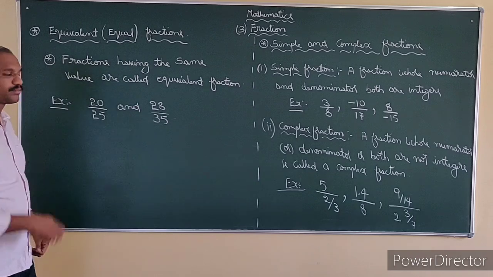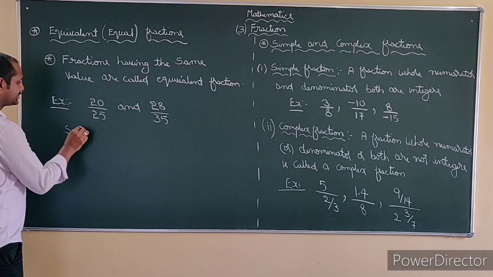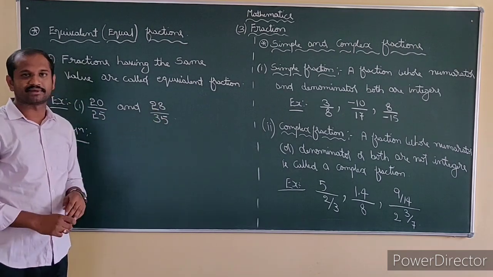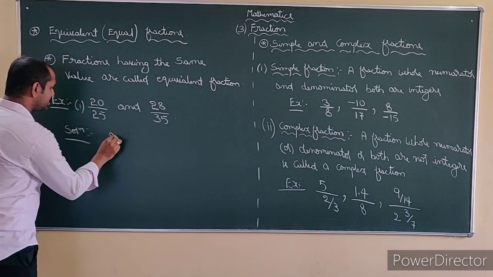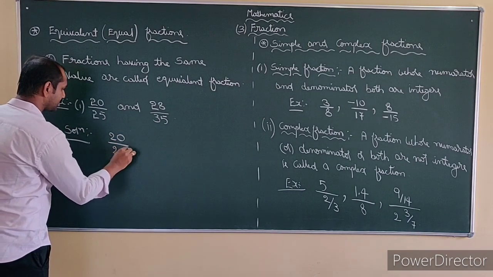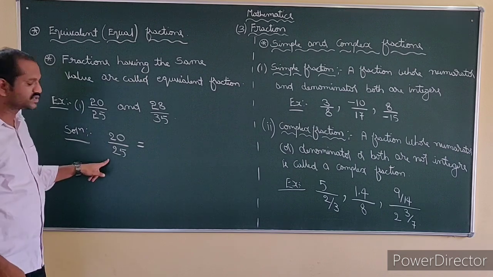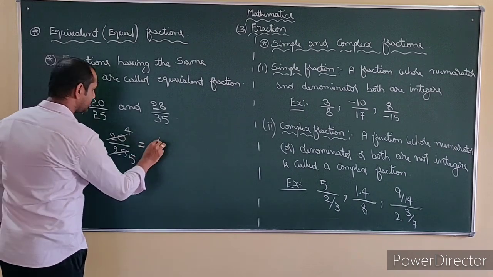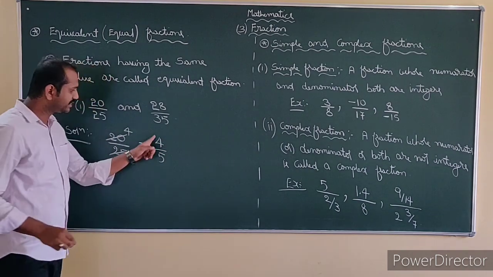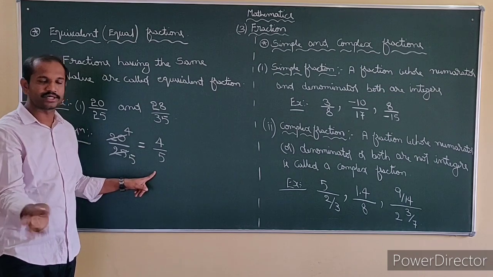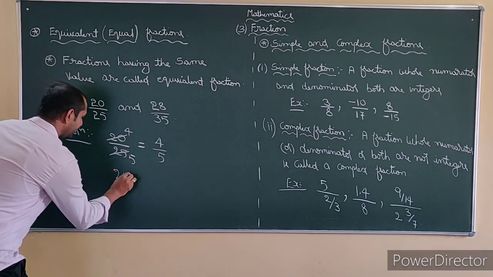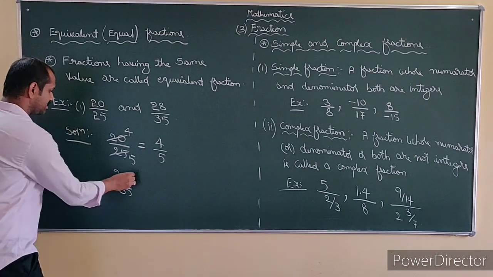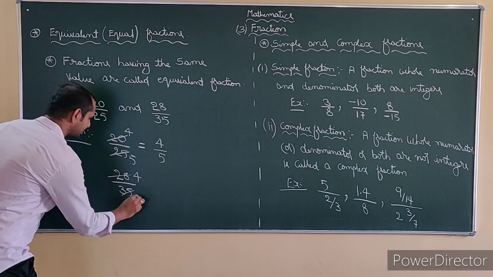For example, I have taken one problem. See, we have 20 by 25 and 28 by 35. Let us reduce to lowest form. I have 20 by 25. In which table can we reduce this? 5 table. 5 4s are 20, 5 5s are 25. So we have 4 by 5. Can we reduce 4 by 5 any more? No, we cannot reduce. Next I have 28 by 35. With which table can we do it? 7. 7 4s are 28, 7 5s are 35.